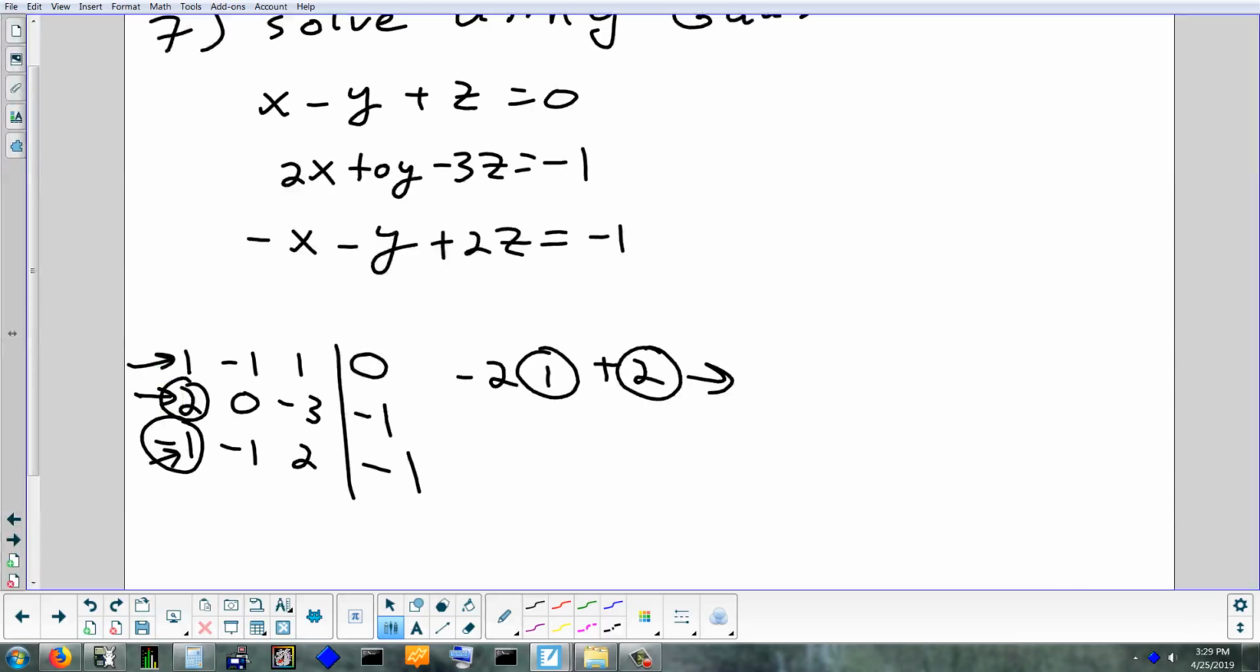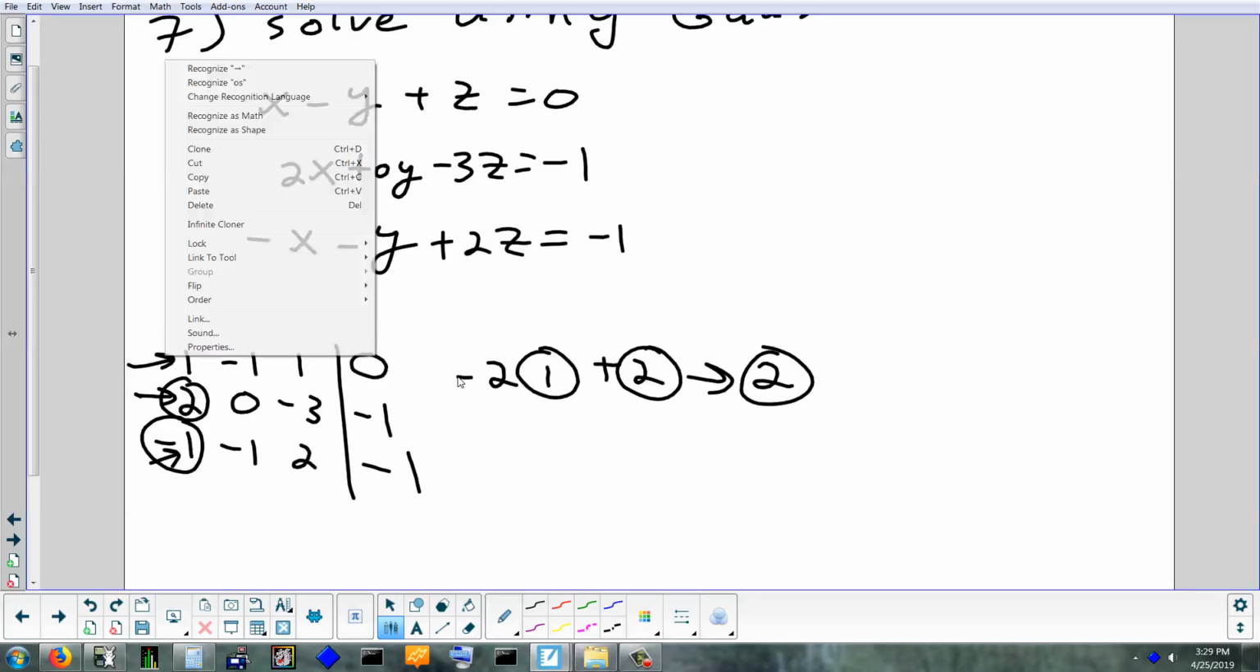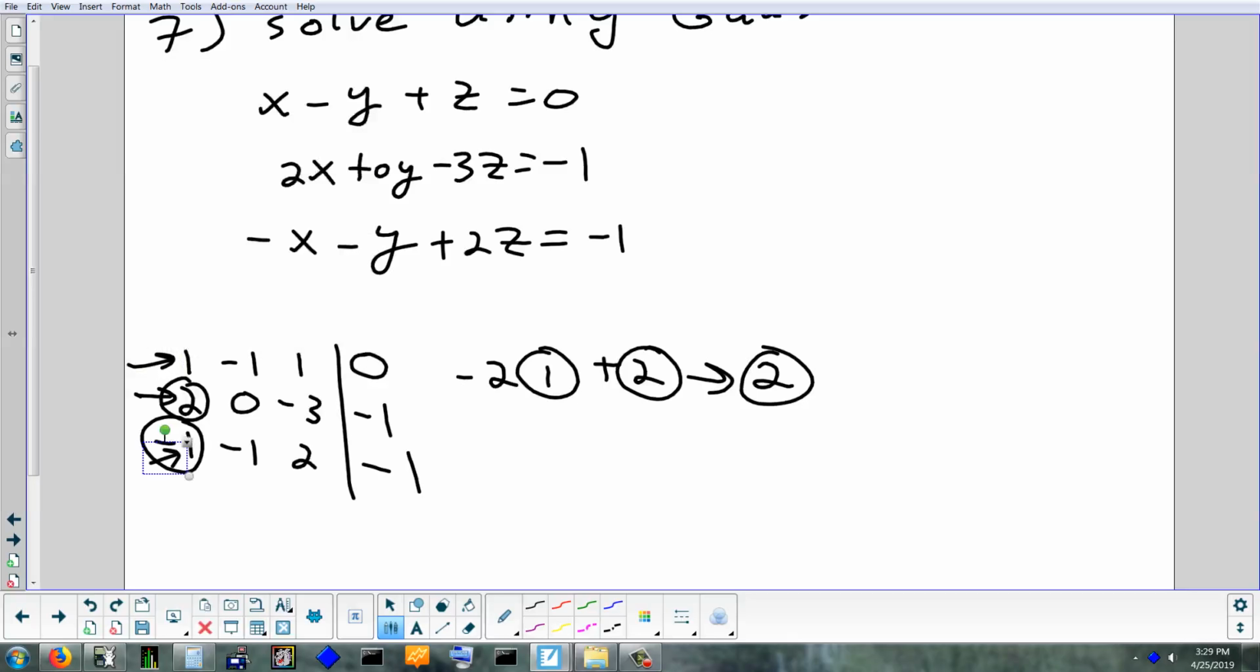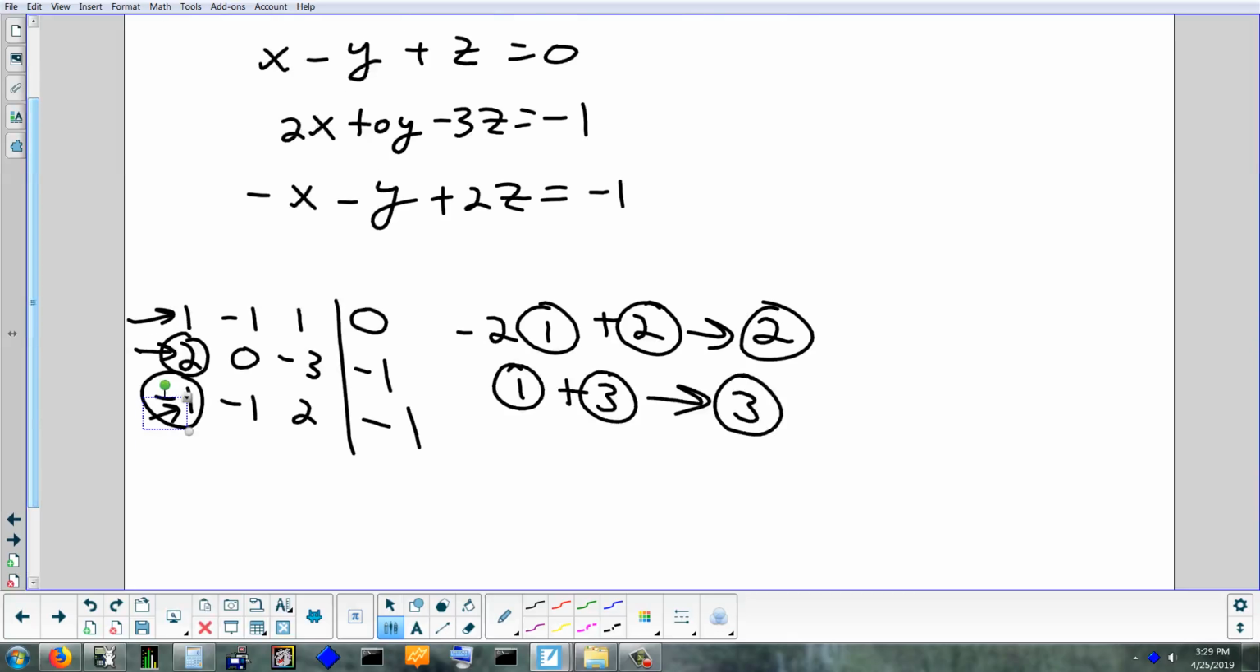And where are we going to put that answer? In row 2. We're going to replace what's in row 2 with that calculation. Now, what would you have to multiply row 1 by to make a 0 down in this spot? 1, yeah, you don't have to multiply it by anything. You really just need to add this row to that row, and you'll get a 0 automatically. So we're going to do row 1 plus row 3, and where are we going to put that? Row 3. Okay. So what are we doing to row 1? Nothing. So we got 1, -1, 1, 0.